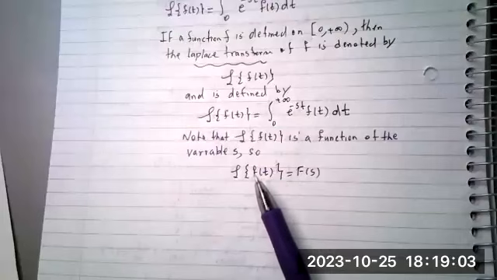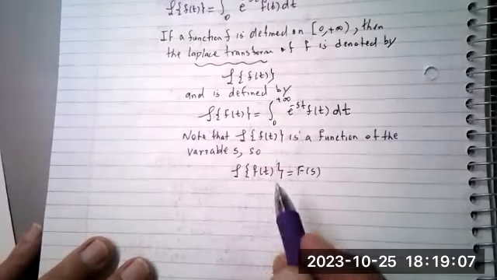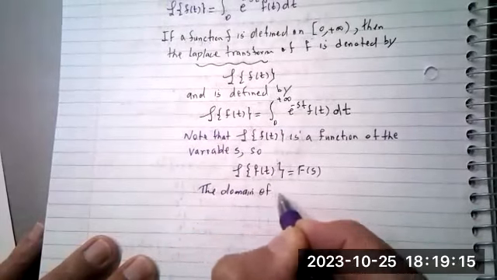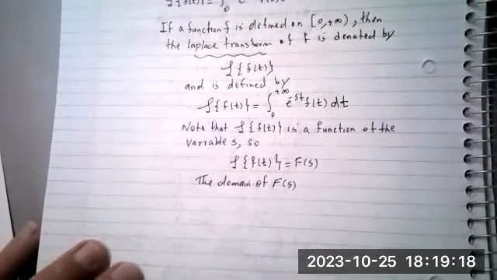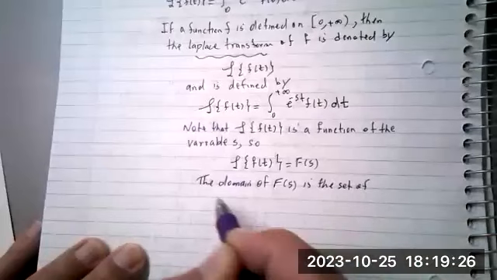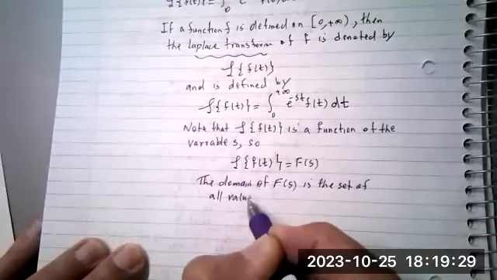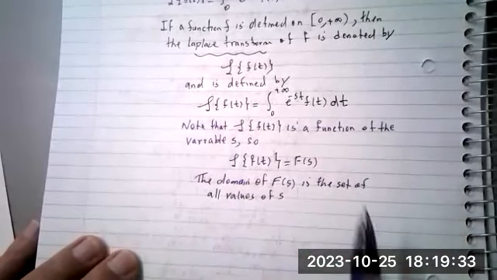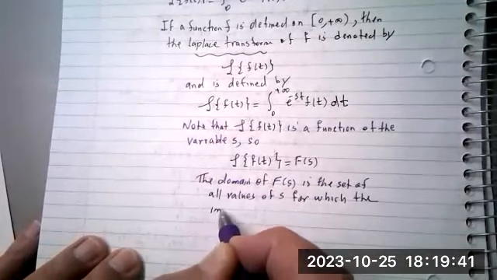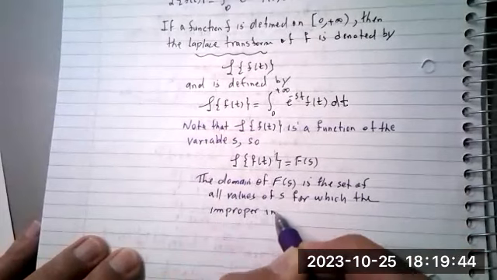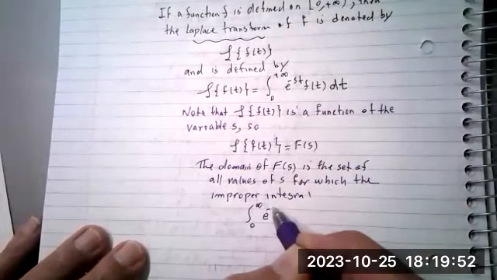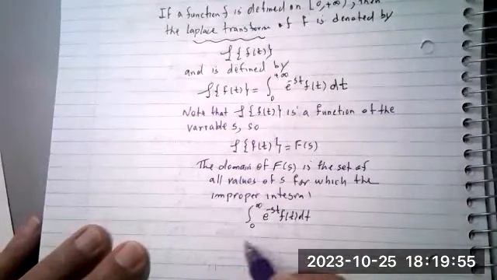It's a very important case for us to know. So the domain of this function F of s is the set of all values of s for which the improper integral, that improper integral repeated, 0 to infinity, e to the negative st f of t dt, converges.